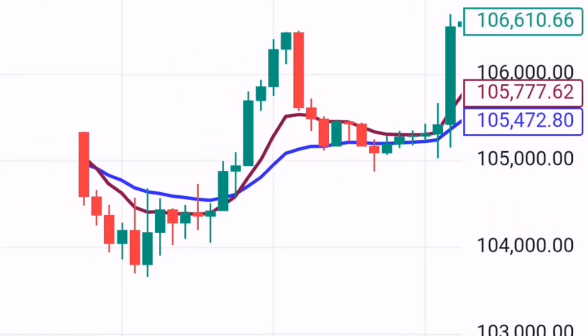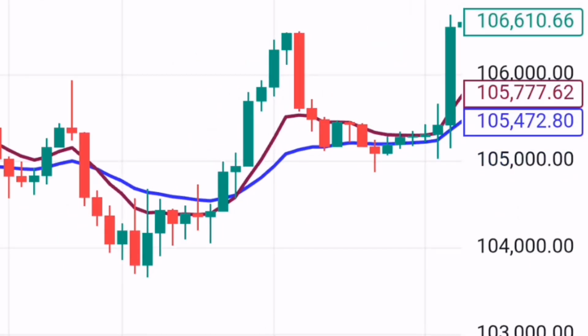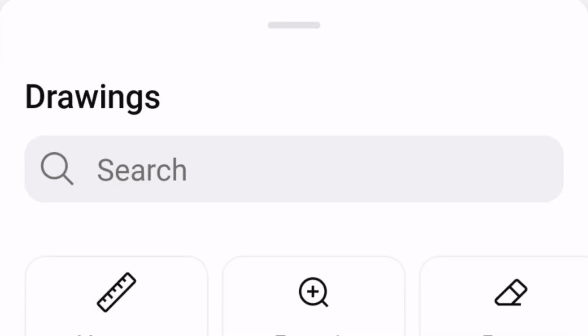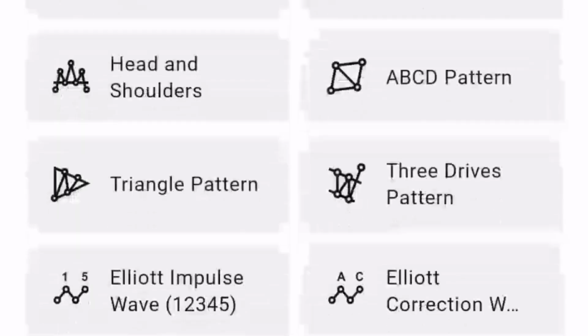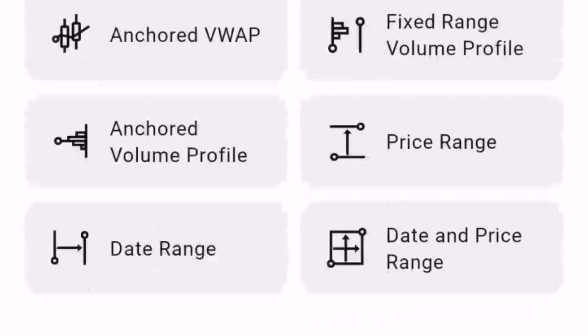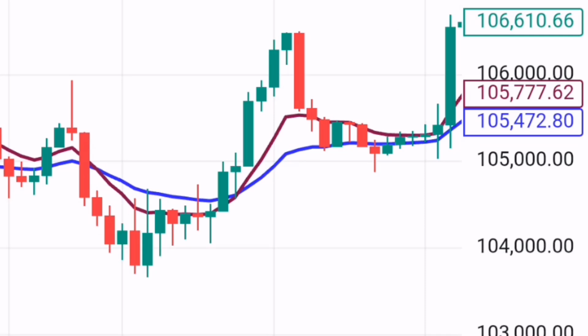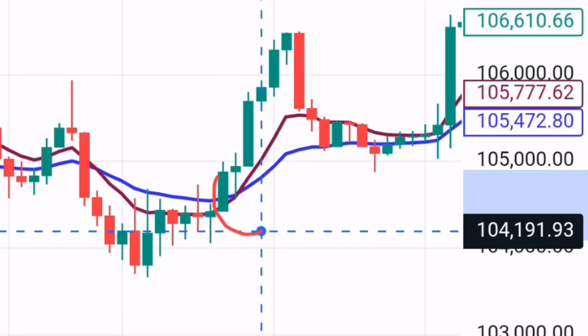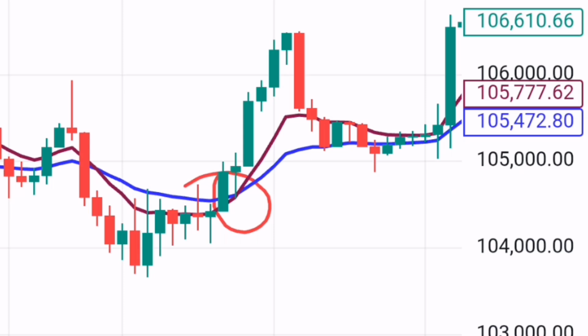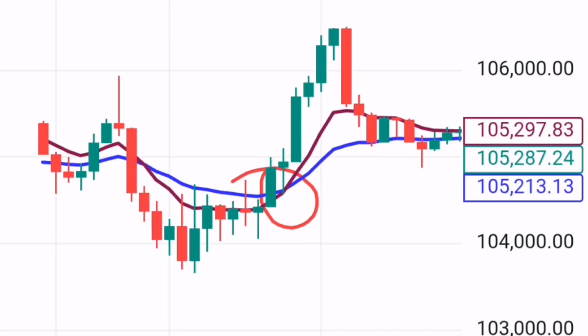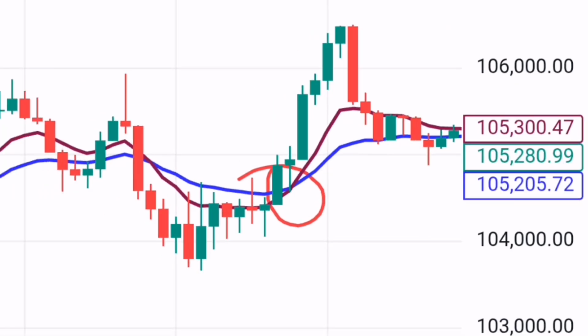Practice makes perfect: using a demo account. Before trading with real money, practice this strategy on a demo account. Demo accounts simulate real market conditions without risking your capital. Practice entering trades, placing stops, and managing profits. Keep a trading journal to track your trades, mistakes, and improvements. Once you're consistent and confident, start small with real money.